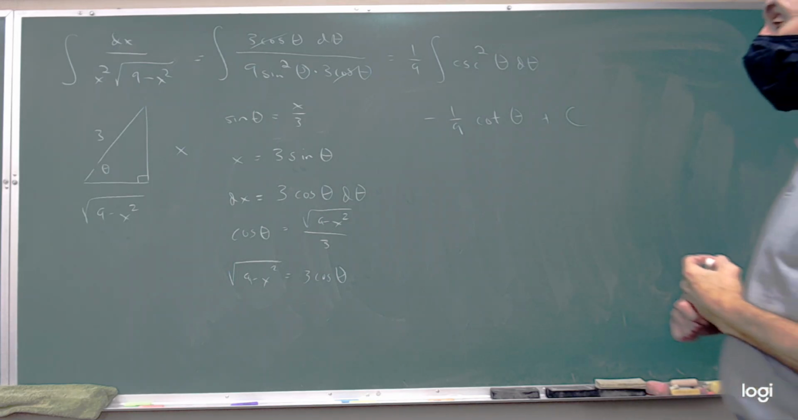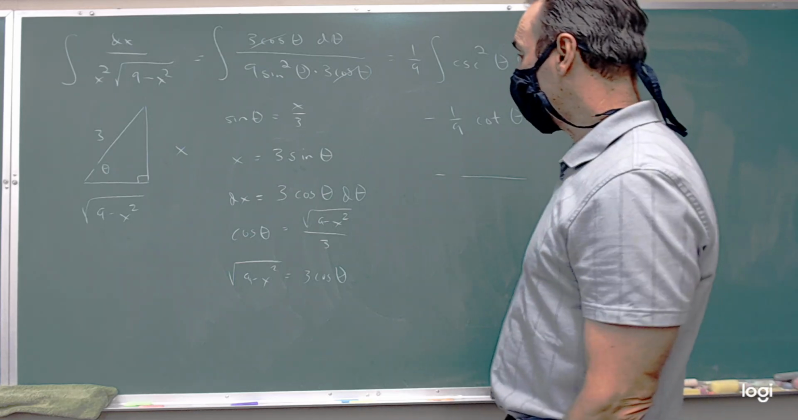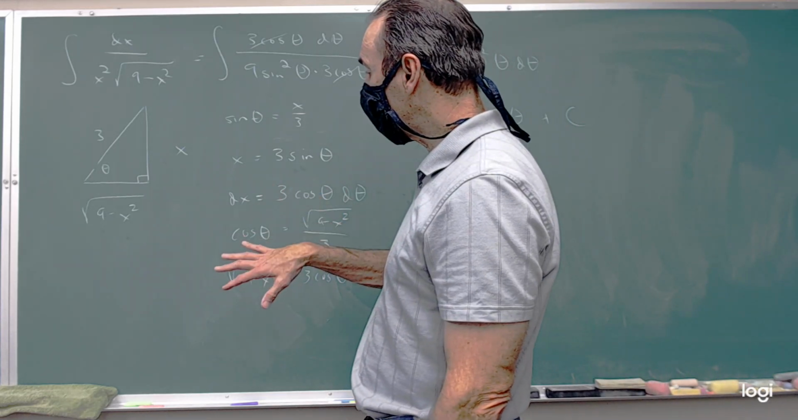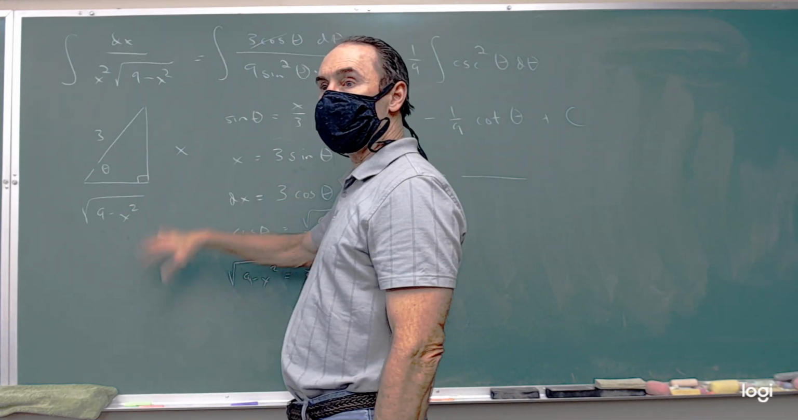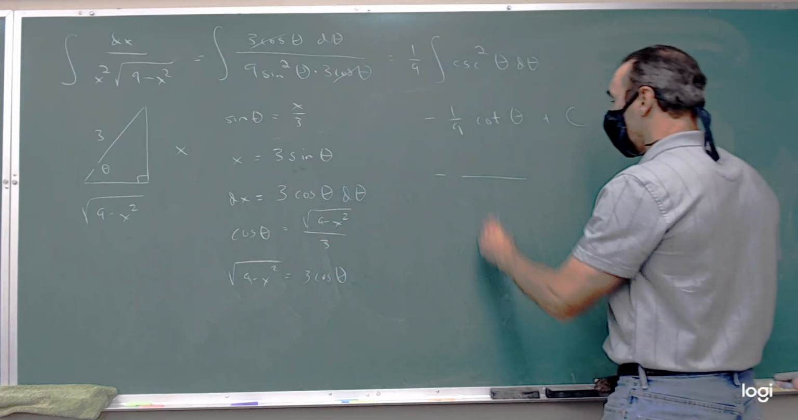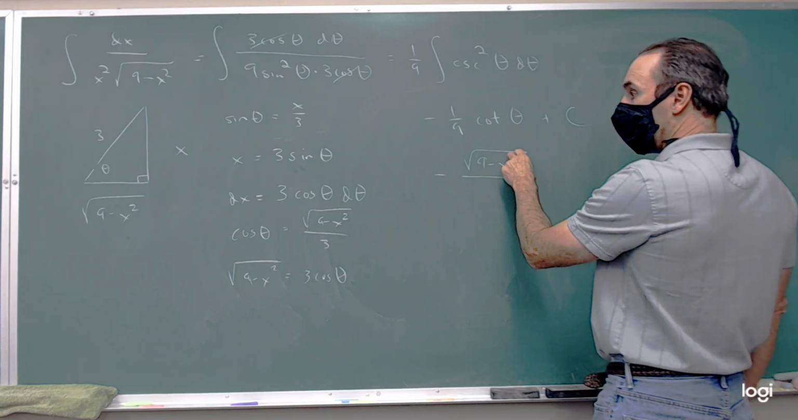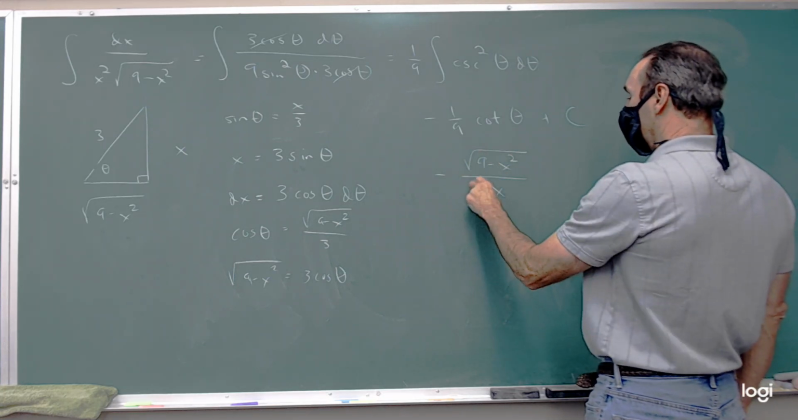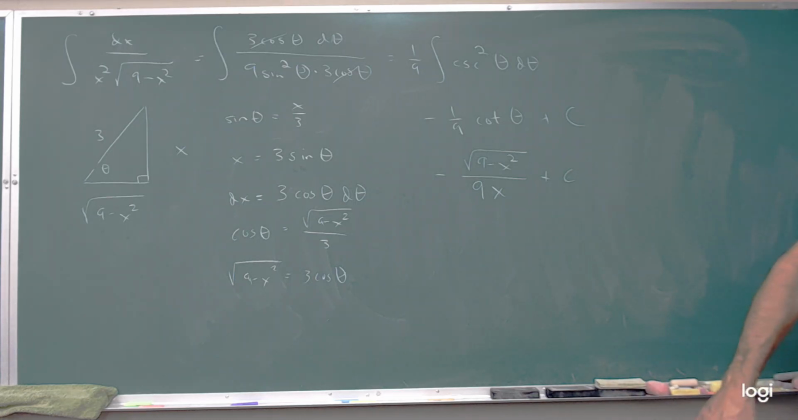So we go back to our triangle, and for the cotangent of theta, tangent is opposite over adjacent, so cotangent is going to be adjacent over opposite. So that's going to be the square root of 9 minus x squared over x, and then we have that 9 from the 1/9, and then our plus c. Let's do another one.